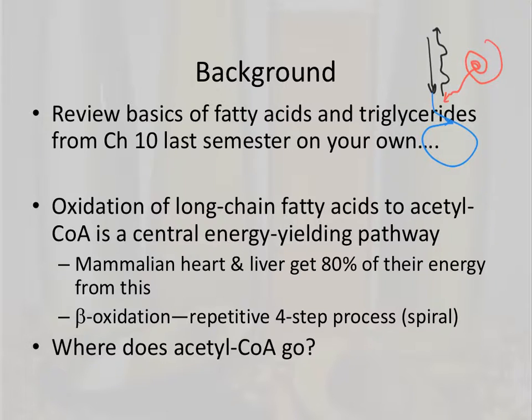And then finally, we have to talk about where acetyl-CoA ultimately goes. So acetyl-CoA is the final product. Where does acetyl-CoA from beta oxidation go to? Pyruvate? Well, it's not pyruvate. It's the citric acid cycle, right? It's what hooks up. Pyruvate becomes acetyl-CoA.